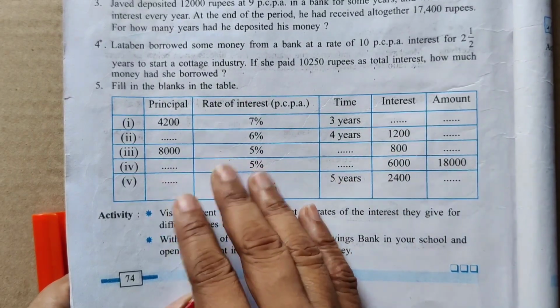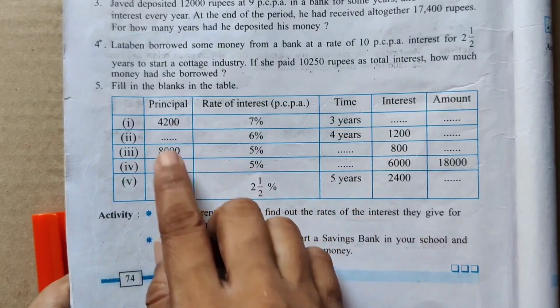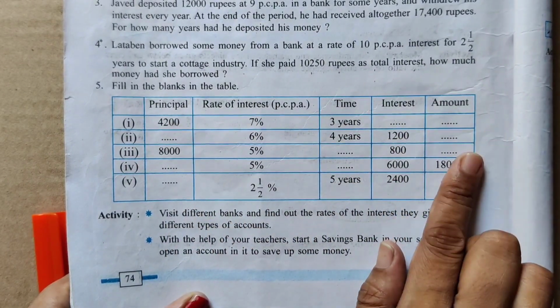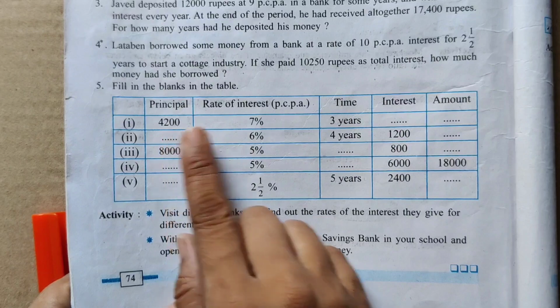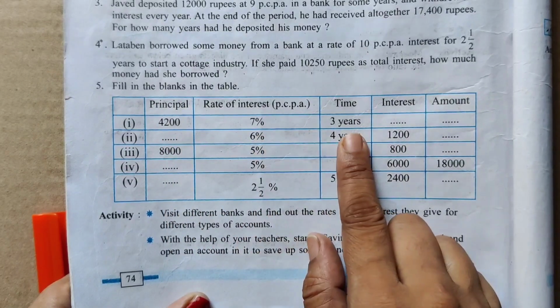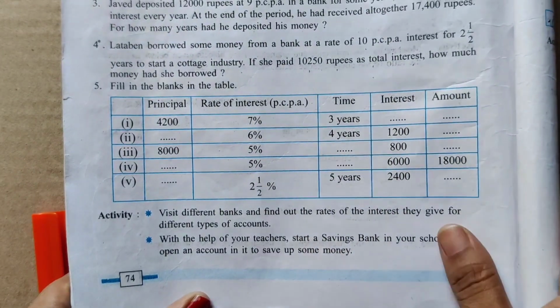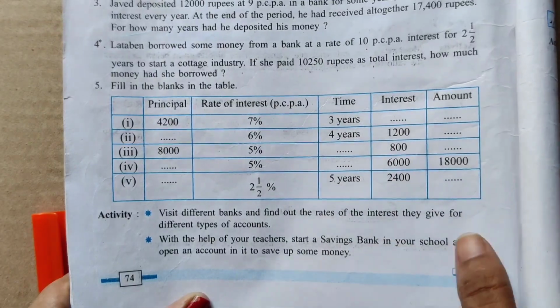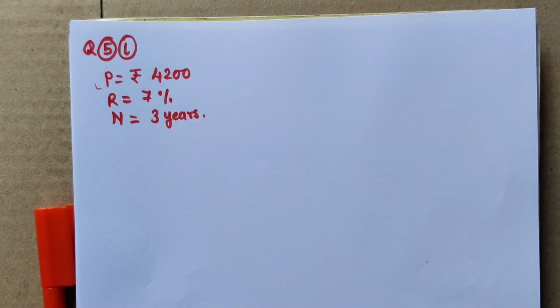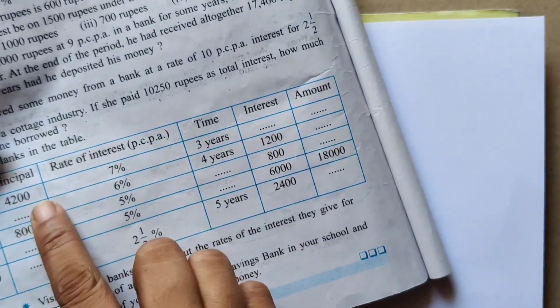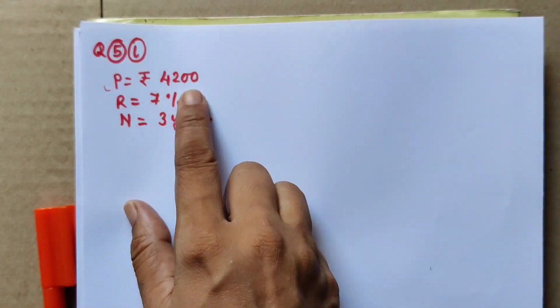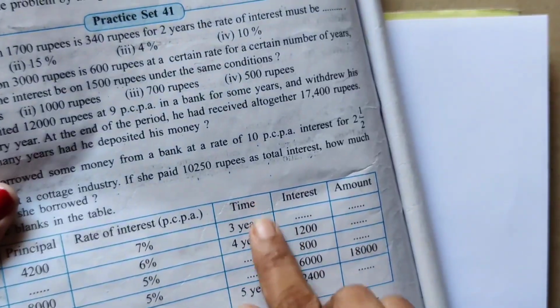Okay, so we have to solve. We have to first write the values from the table, and then we can solve. So here value of P is 4,200, R is 7%, and number of years, N is 3 years, and then we can find interest and amount. So let us write the values first and then solve the sum. As you all can see, I have written the value P 4,200, R 7%, and number of years are 3. Now we have to find out interest and amount.